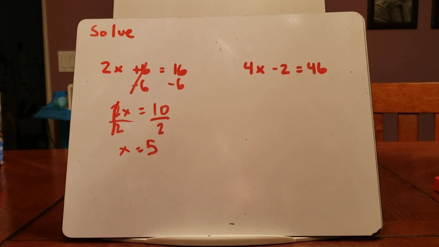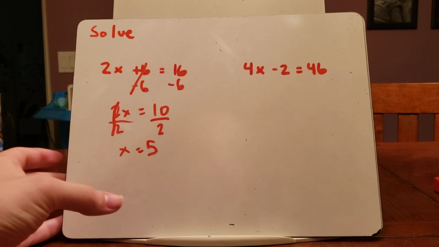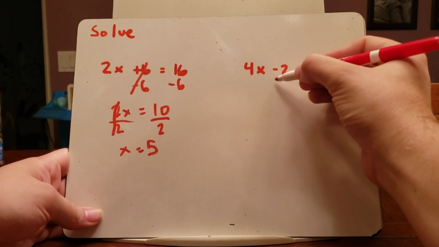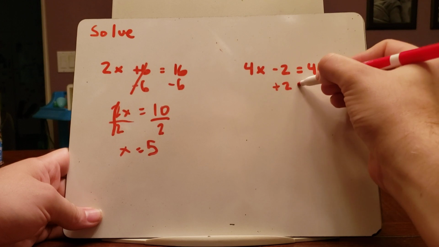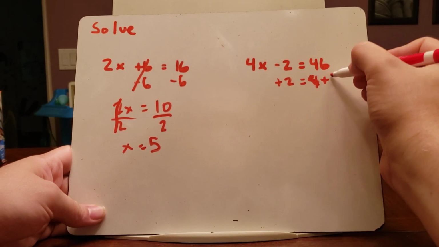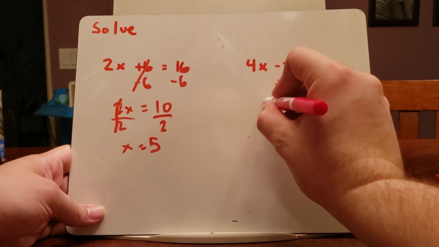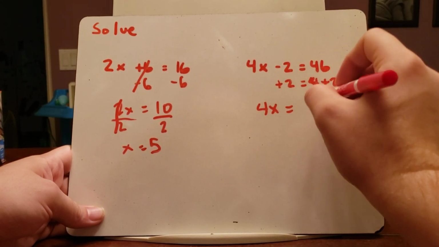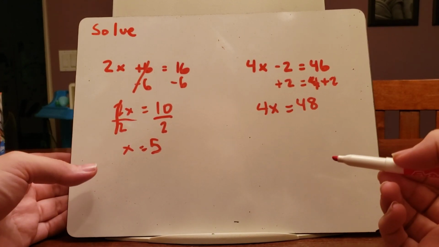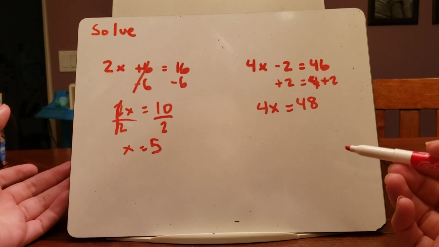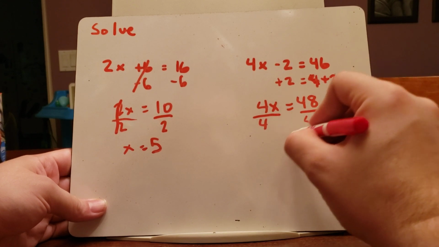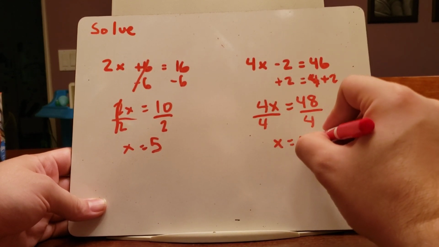We've got 4x minus 2, and that's equal to 46. So we'll do that again. Remember, we got to do adding and subtracting first. So we're going to add 2. Okay, we add to both sides. We get 4x, and that is 48. And now we've got another multiplication, so we're going to do some division. So we divide by 4 and divide by 4, and that makes x equal to 12.